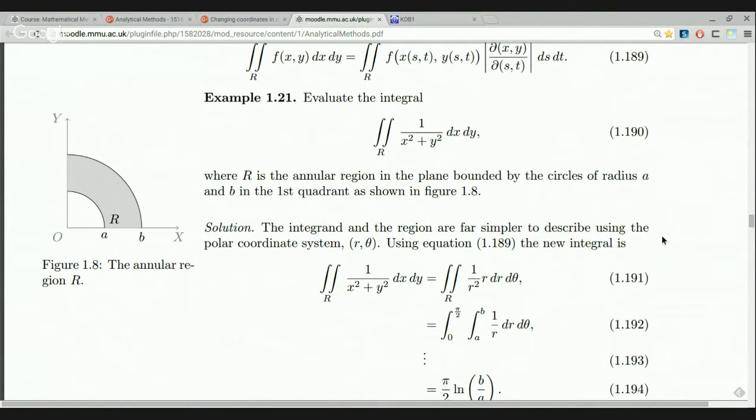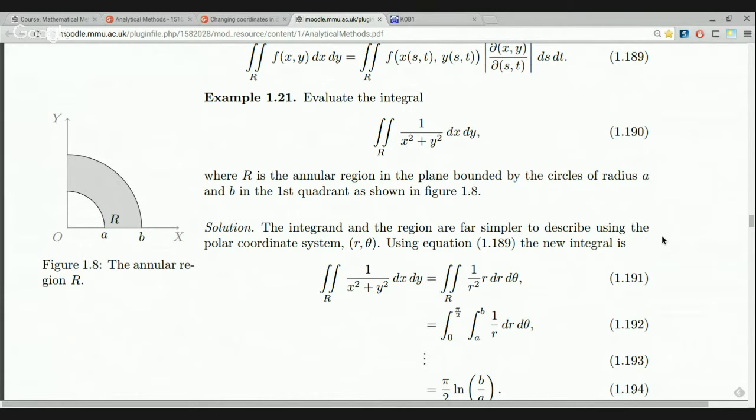So in this example, example 1.21, we're asked to integrate the function 1 over x squared plus y squared, with respect to x and y, over this region R here. This is a part of the annulus. An annulus is a region between two circles, or two spheres if we go up to higher dimensions. So this shaded region R is a quarter of the annulus between the circles of radius a and b.